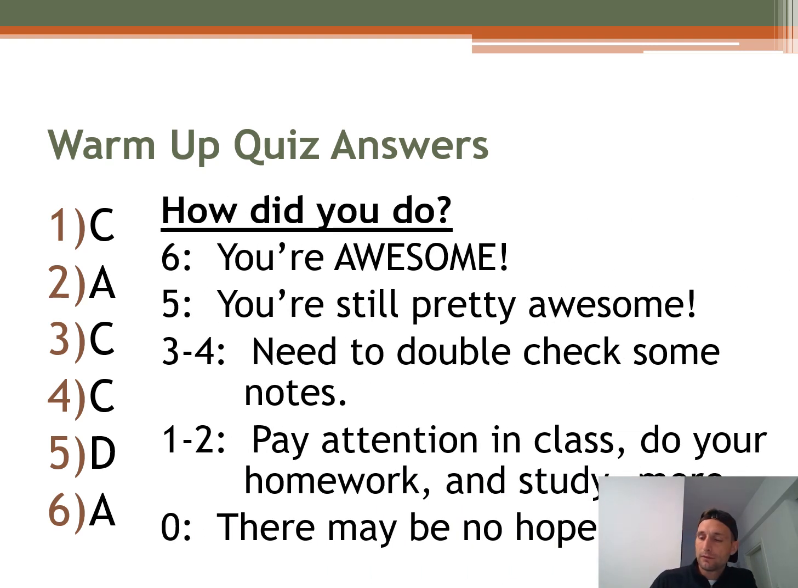Here's how I would grade how you did. If you got a 6, you're awesome. If you got a 5, you're still awesome. If you got a 3 or 4, that's still good. I'd just say, probably double check some notes. A 1 or a 2 is a little bit more in trouble, considering this is information from every topic that we've covered so far this year. So pay a little bit more attention, do more practice, study a little bit more. And if we got a 0, we're in trouble. Let's move on to cell organelles and structure and function.